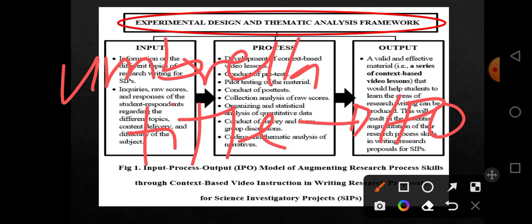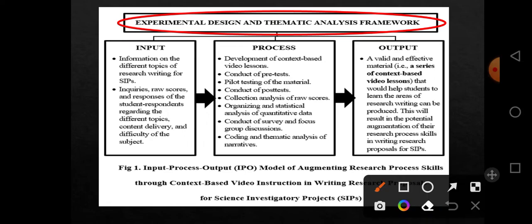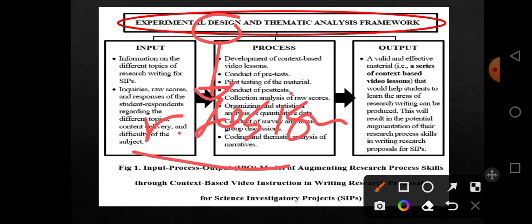Whenever we say umbrella title, it is the general identification of your framework. And how do you put the title of your framework? In order for you to give a title for the IPO framework, you simply have to identify your research design.